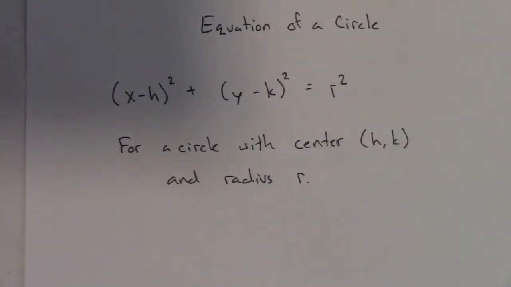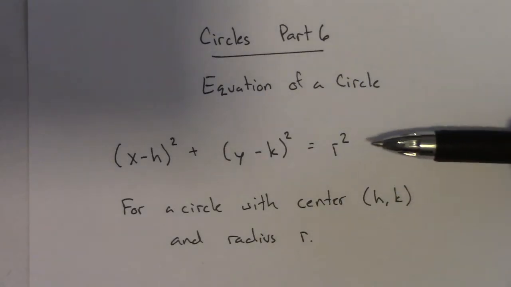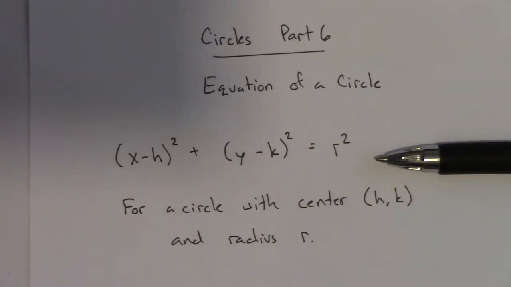Okay, so equation of a circle. This is part 6, and it's right here. I'm going straight to the chase. (x - h)² + (y - k)² = r². A couple details I want to point out.